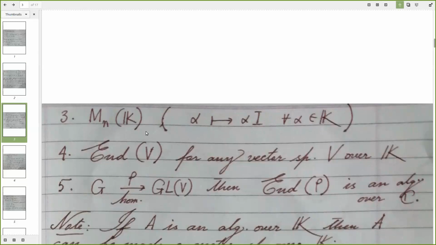More generally, suppose you have a vector space V over the field K of any dimension. I don't bother whether the dimension is finite or infinite. Then End(V), that is the set of all linear maps from V to V, is an algebra over K. First of all, it is quite clear that it's a ring with respect to the usual addition of linear maps and composition of linear maps. It's a ring. And the homomorphism from K to End(V) that makes it an algebra is precisely this.